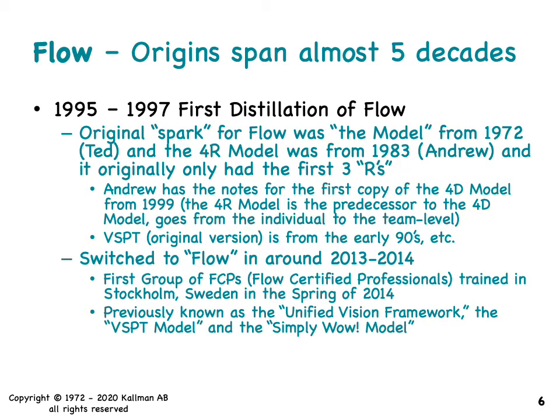Okay? And that was from 72. About 10 years later, in 83, or somewhere between 80 and 83, I picked up the first 3 R's of the 4R model when I was studying at the university. And I added the 4th R to the 4R model in the mid-90s. Also, the other day I was sorting through some drawers and looking at papers, and I ran across a handwritten copy of the 4D model from 1999, 21 years ago. And by the way, the 4R model, the right truth, right values, attitudes, right actions, right results, is actually the predecessor to the 4D model. The 4R model is what I still use to work with individuals, while the 4D model is what I would use to work with teams.